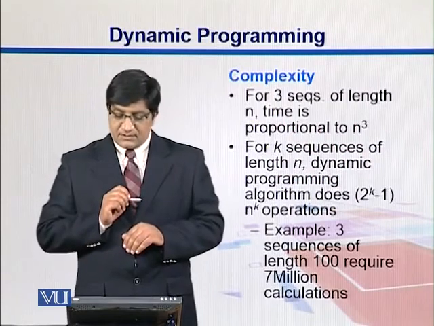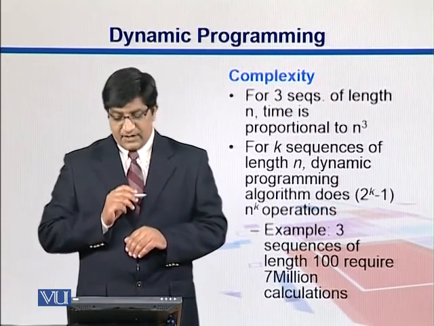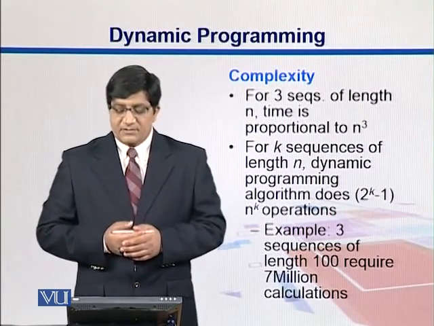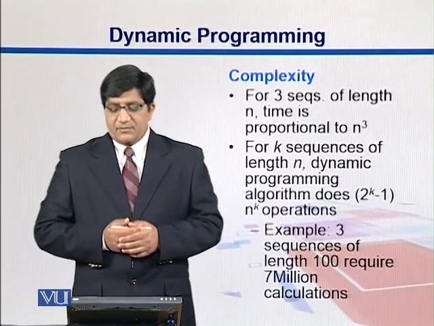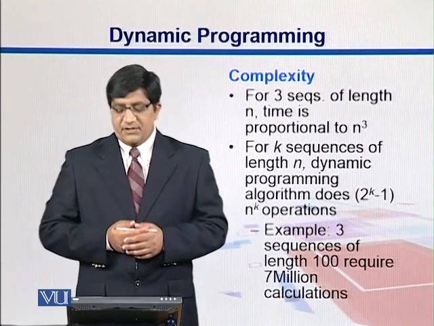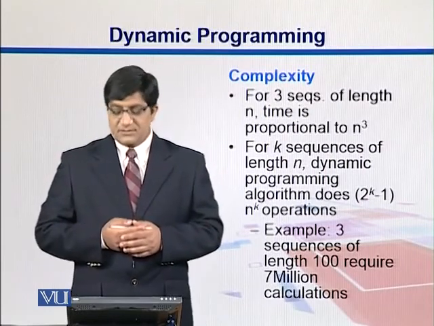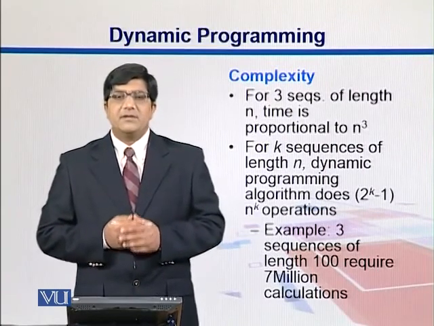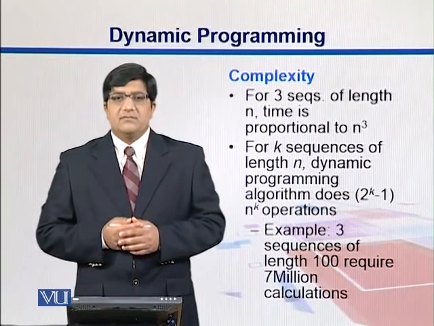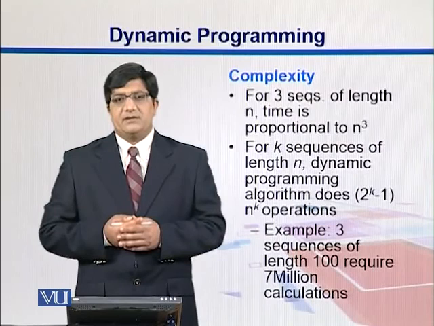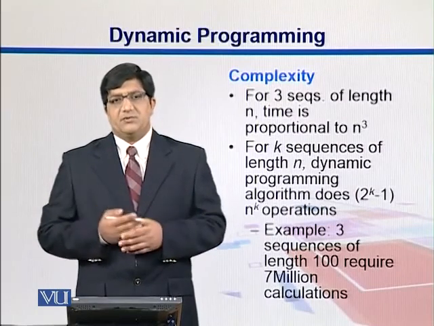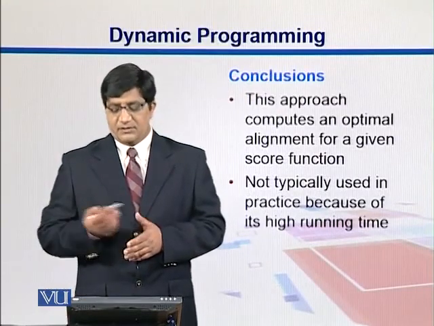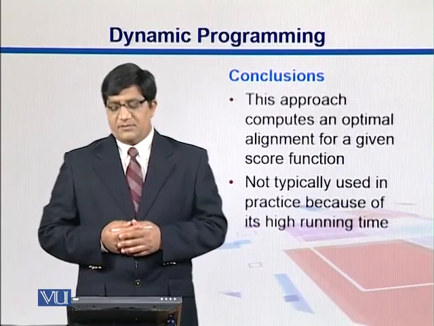But for 3 sequences, where the length of the sequences is n, the time is proportional to n cubed. If we have k sequences of length n, the dynamic programming approach will take (2^k - 1) times n^k operations. For example, for 3 sequences of length 100, we need 7 million calculations. So it's pretty cumbersome, pretty complicated, and impractical for larger sequences, and for more than 3 sequences. So this approach computes an optimal alignment, but it is not typically used because of its high running time.